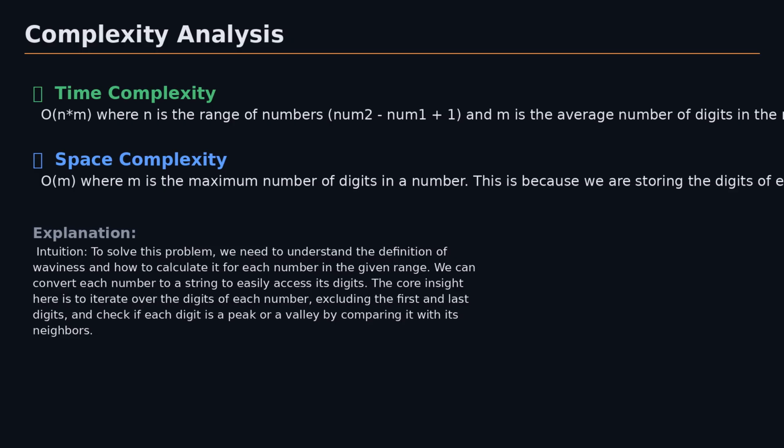Now, let's talk about the time and space complexity of this solution. The time complexity is O(n * m), where n is the range of numbers and m is the average number of digits in the numbers. This is because for each number in the range, we are iterating over its digits. The space complexity is O(m), where m is the maximum number of digits in a number. This is because we are storing the digits of each number in a string. However, in practice, m is relatively small, so the space complexity can be considered as O(1).